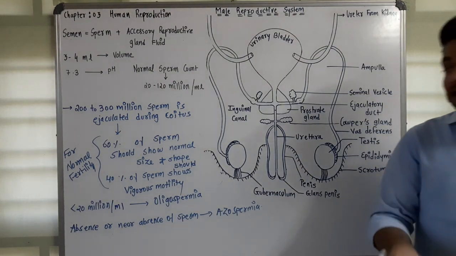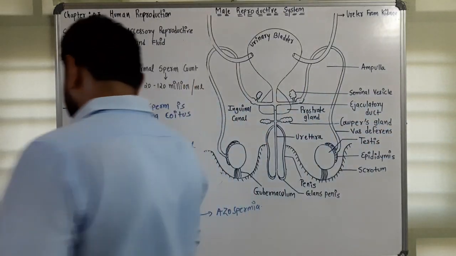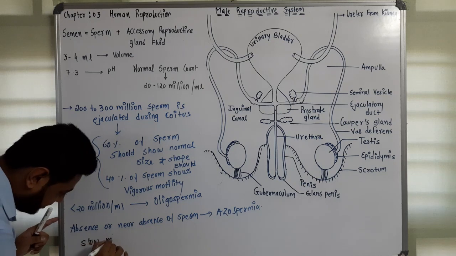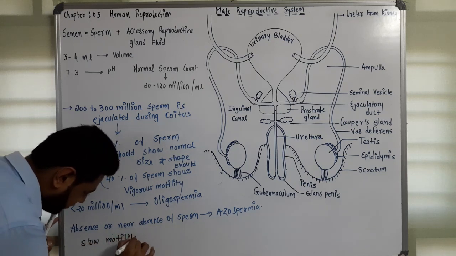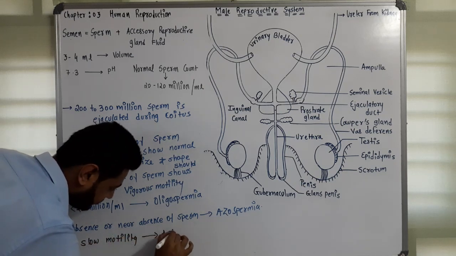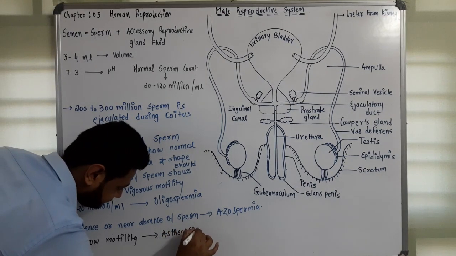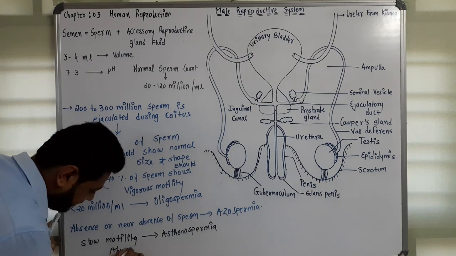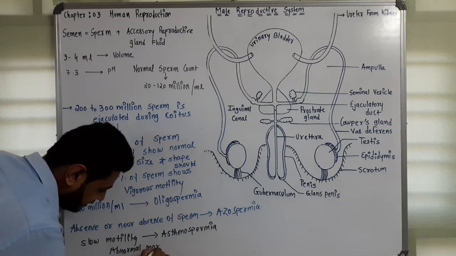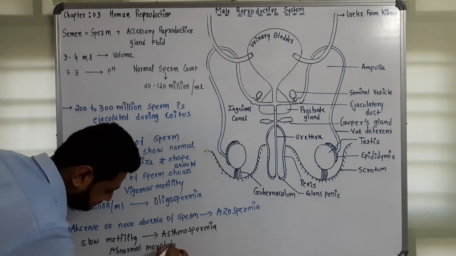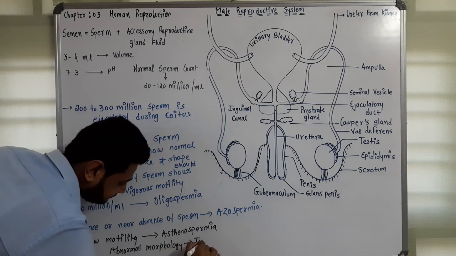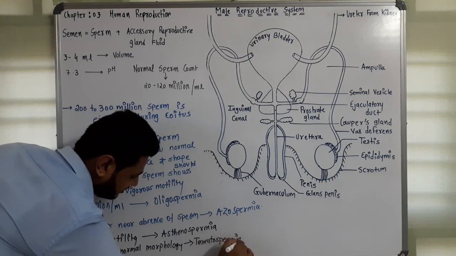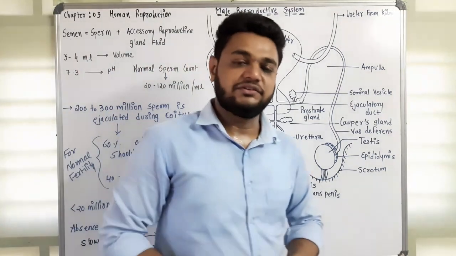Now if the motility is slow, slow motility of the sperm is referred to as asthenospermia. And abnormal morphology is referred to as teratospermia. Okay, this is all about the male reproductive system. Thank you.